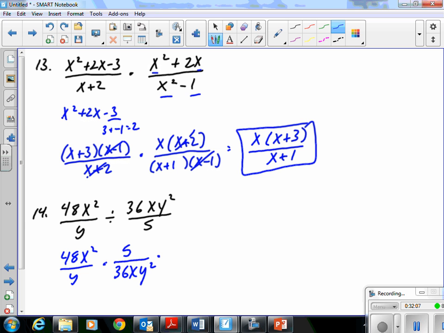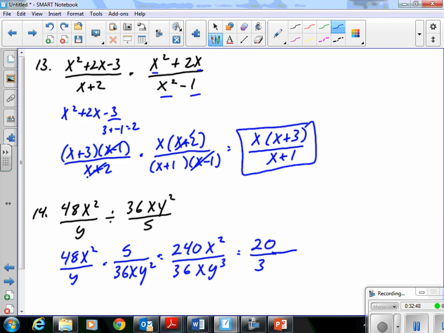Now it's multiplication. We can multiply straight across. 48 times 5 is going to give us 240 x squared over 36 x, and then y times y squared is going to be y to the third. So 240 and 36 both divide by 12. 240 divided by 12 is going to be 20, and then 36 divided by 12 is 3. So we've got 20 over 3.